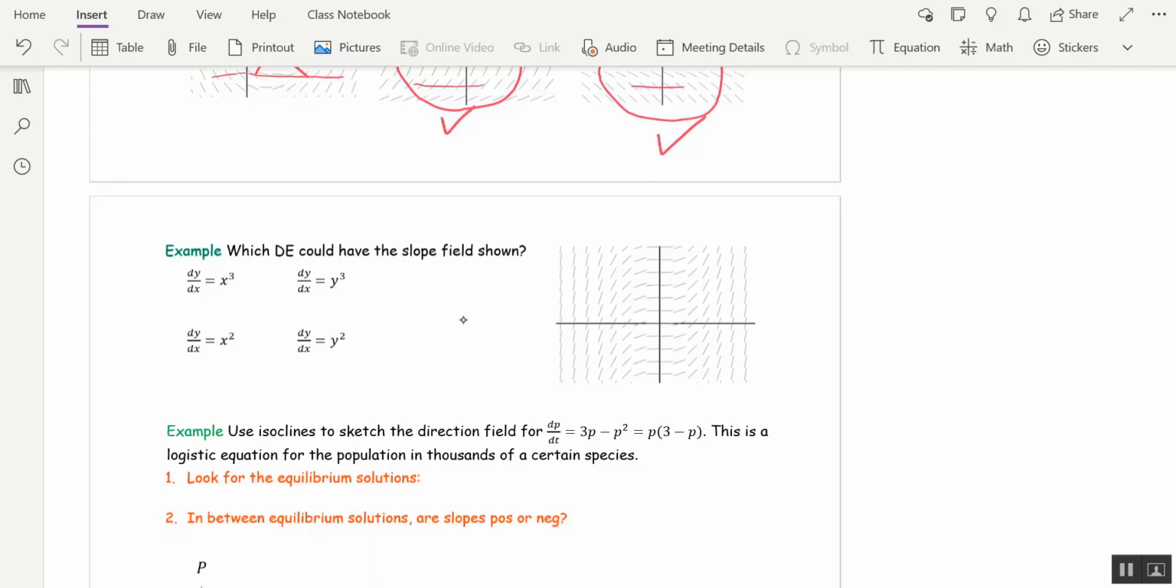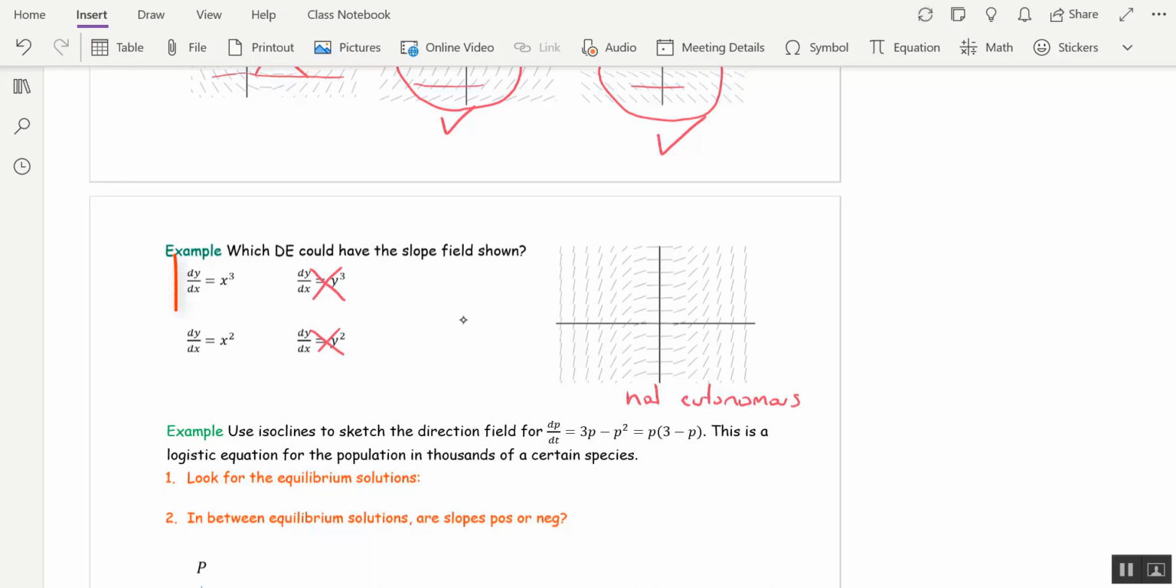Let's look at this slope field. Is it autonomous? No, because if I look at the horizontal lines, slopes on horizontal lines are not constant. So this is not autonomous. So automatically I can 86 this guy and this guy, because those are both autonomous differential equations. All right, so now we only have 2 left to choose from. So now we're going to have to do a little bit of sleuthing.